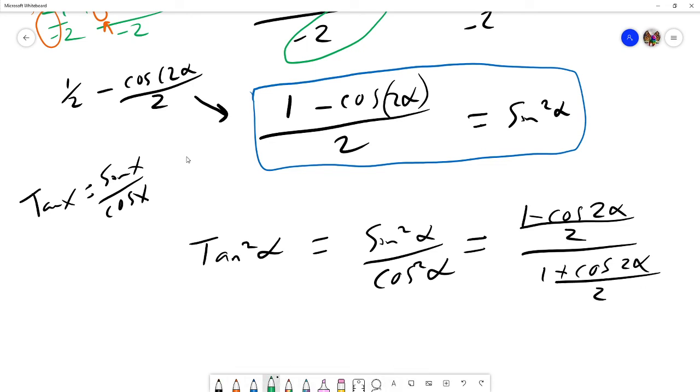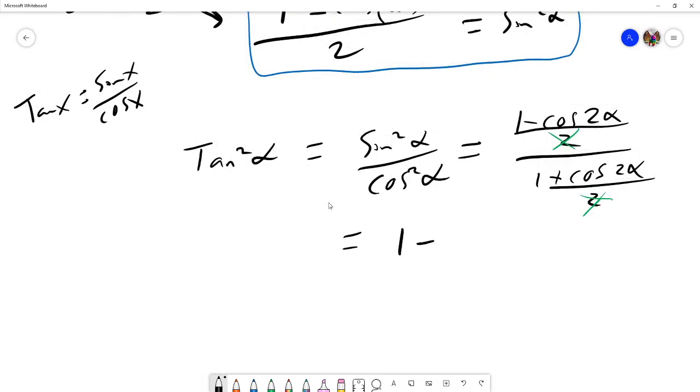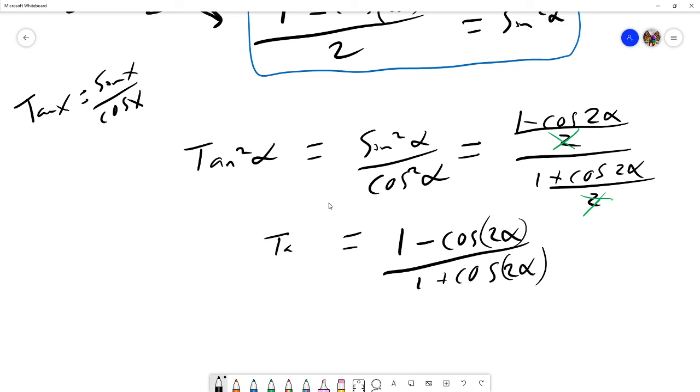And we can note that the 2's will kill each other off, which is exciting. So that's going to leave us a 1 minus cosine 2 alpha over 1 plus cosine 2 alpha. And there we go. That's our third identity. Alright. We'll box that as well.